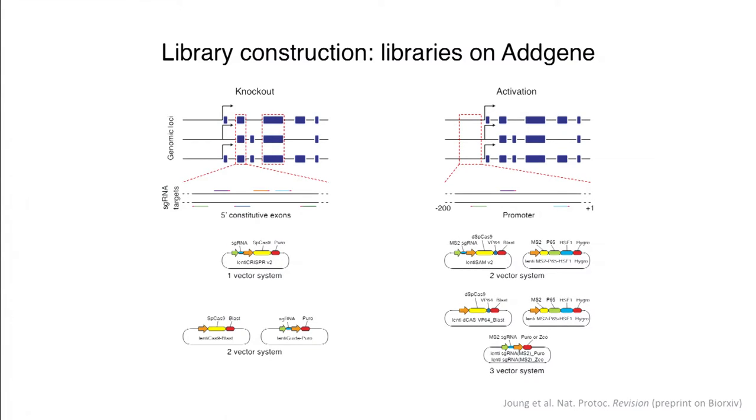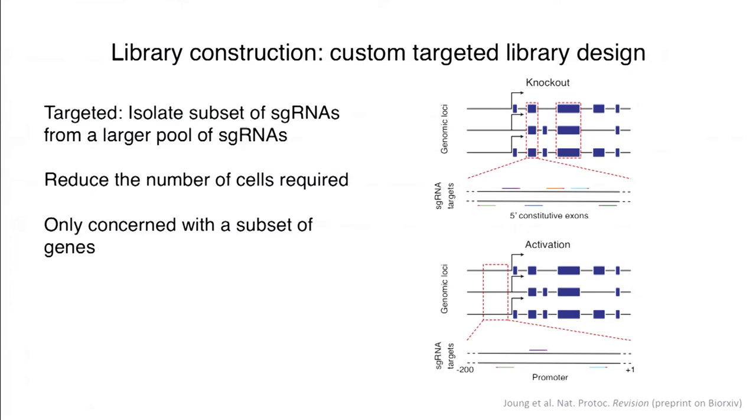This is designed for the SAM system, the activation system with three different activation domains recruited by the guide RNA. This particular system also targets the human and mouse genomes, and targets the 200 base pairs upstream of each transcriptional start site in RefSeq. And this system is available in a two-vector system, as well as a three-vector system with different selection markers for the guide RNA.